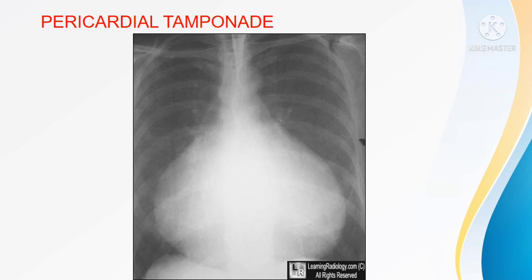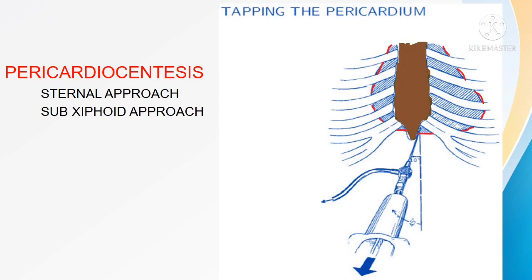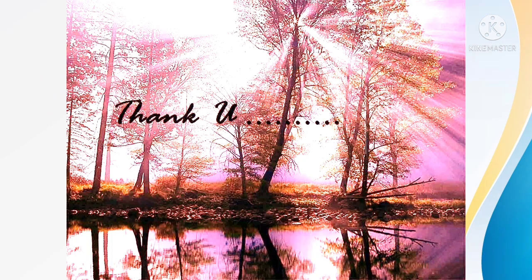We can see the money bag appearance in the X-ray, and tapping out the fluid or the blood from the pericardial cavity is called pericardiocentesis. Two approaches are there: the sternal approach and the subxiphoid approach.